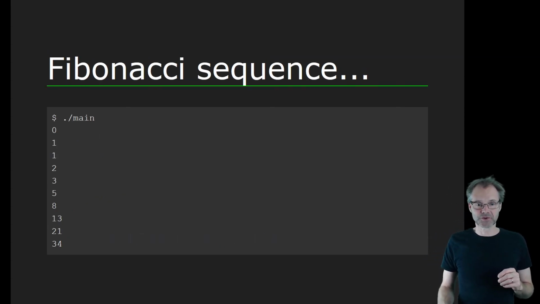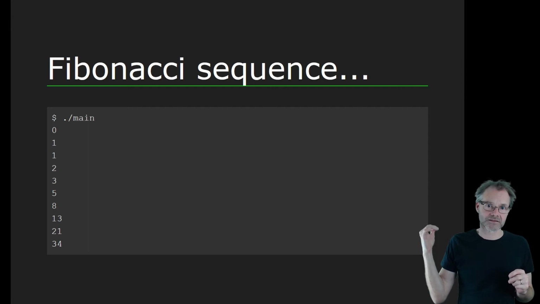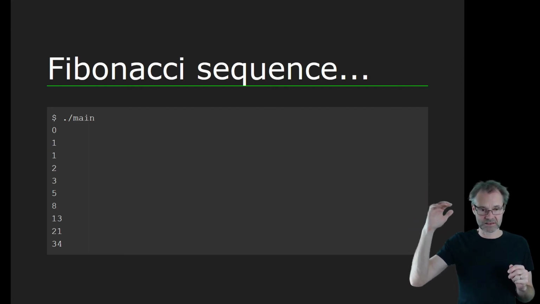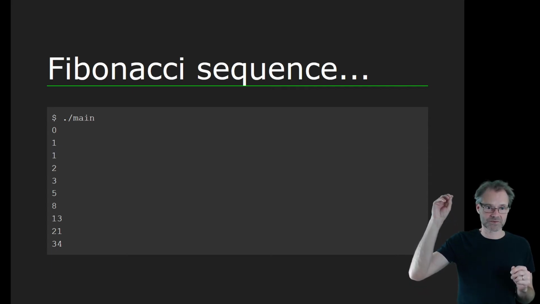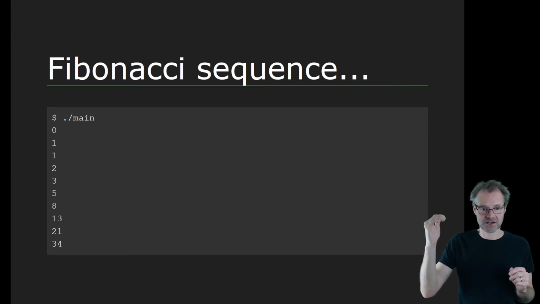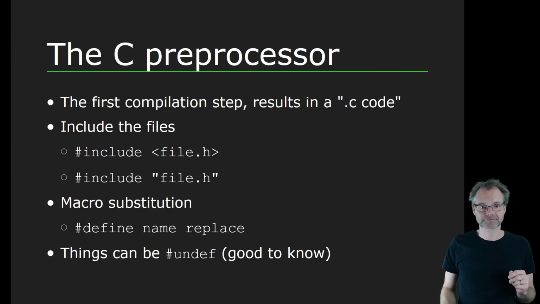This is the output of the program when I execute it. So we see the 10 starting values of the Fibonacci sequence calculated, starting from 0, 1, and then it just goes on. Okay, good.